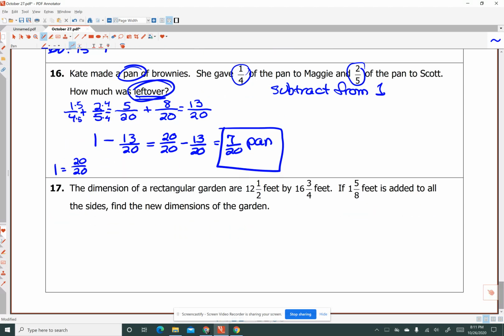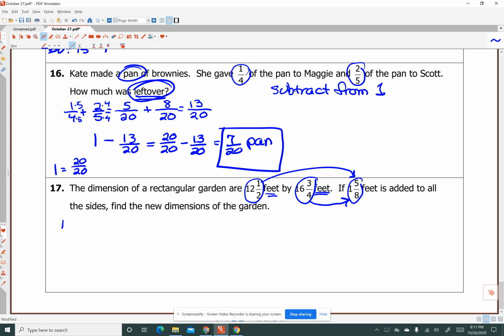And now our last problem. And you can't have fractions without a problem about gardening. So the dimensions of a rectangular garden are 12 1/2 feet by 16 3/4 feet. If 1 5/8 feet is added to all the sides, find the new dimensions of the garden. So we have 2 problems here. We're going to add 12 1/2 to 1 5/8, and then we're going to add 16 3/4 to 1 5/8, and we're working in feet.